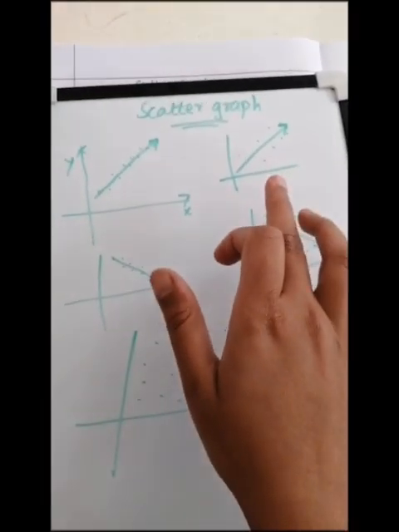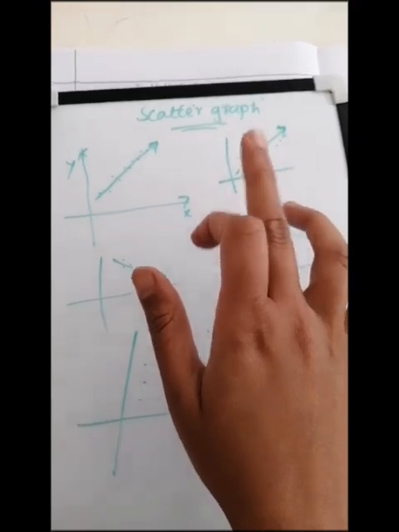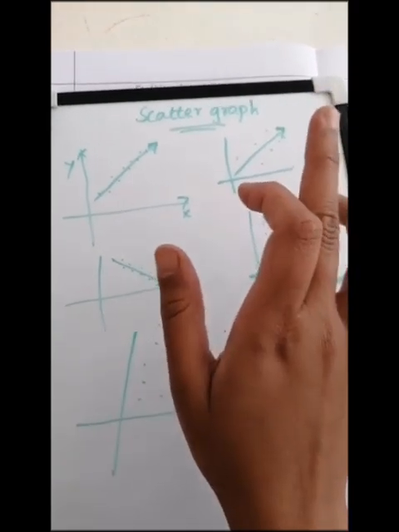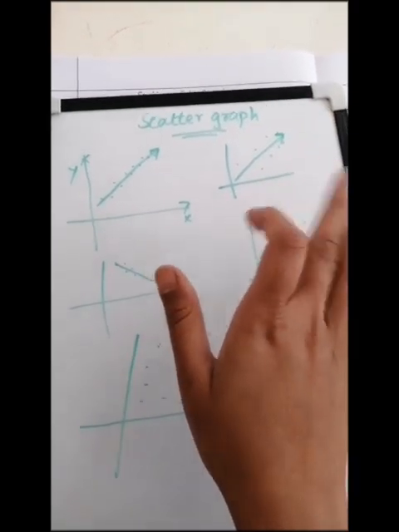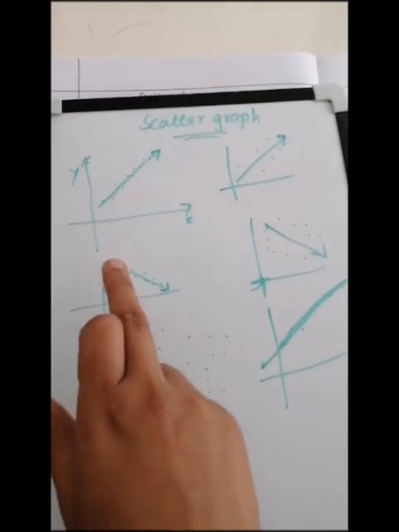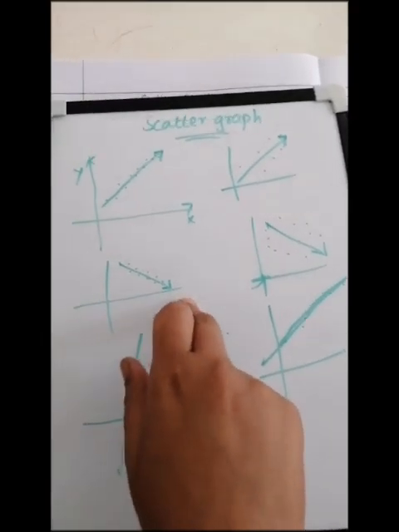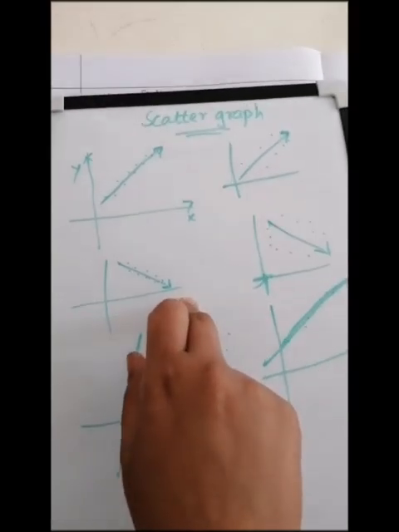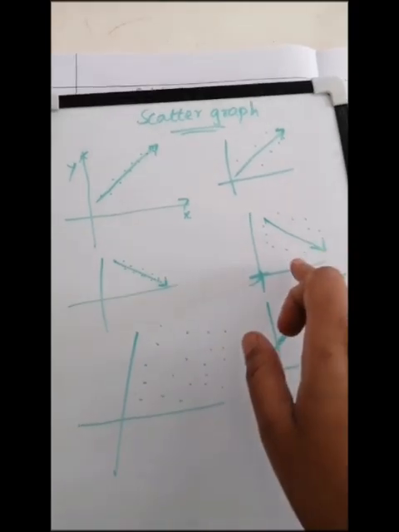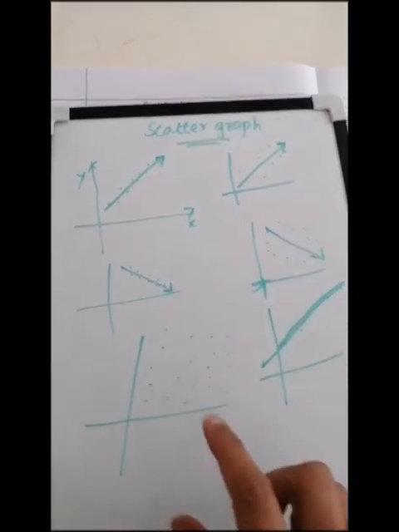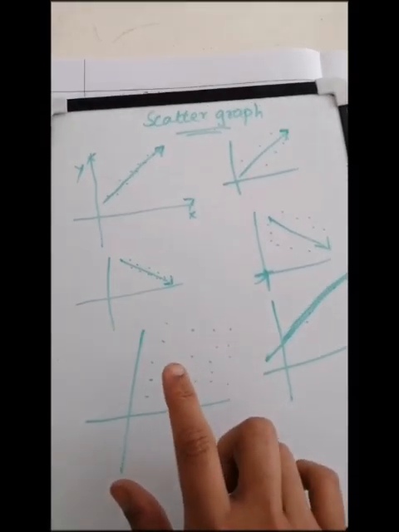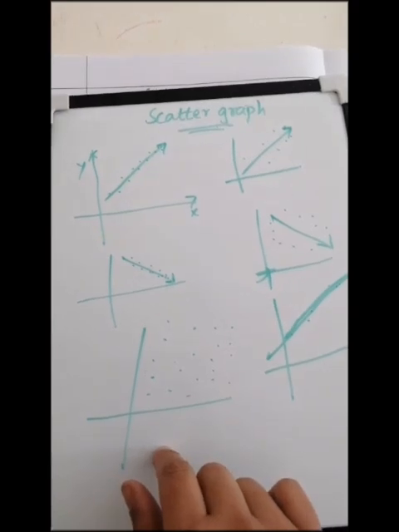This is a strong negative correlation. This is a weak positive correlation. This is coming down, so it is a strong negative correlation. This is a weak negative correlation. And in this one we have no line, that is called no correlation.